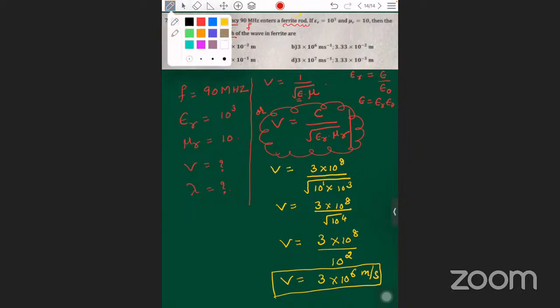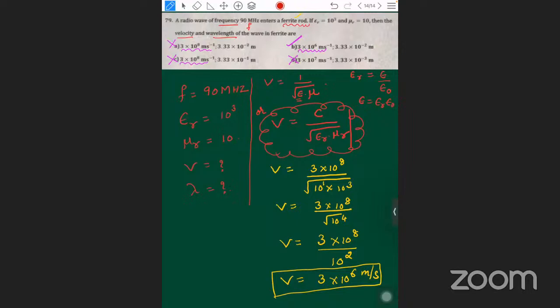Now, students, I will look at the options. One is 3 into 10 power 8 meter per second. Option C is also having 3 into 10 power 8 meter per second. These two are not possible. Why are these two not possible? Because their powers are not matching. Only the option with 3 into 10 power 6 is correct, that is there in option B. Therefore, option B is the right answer.